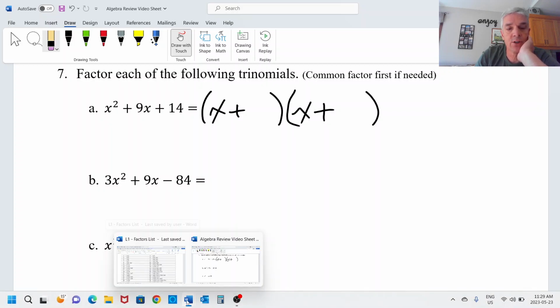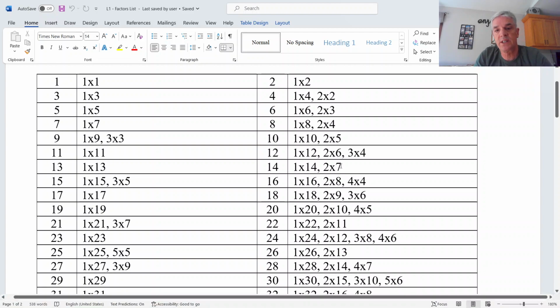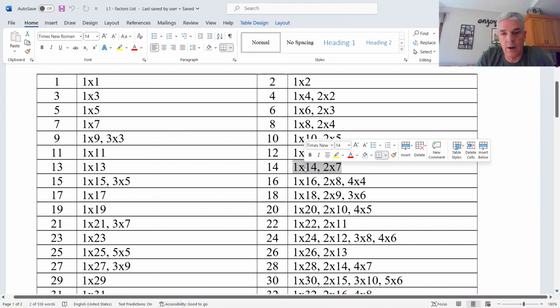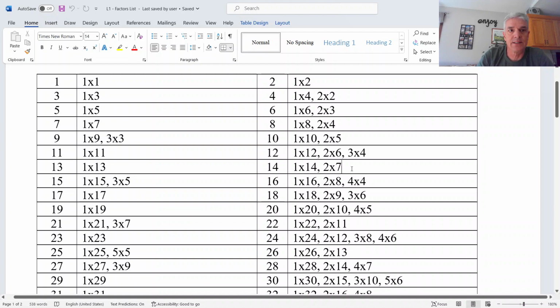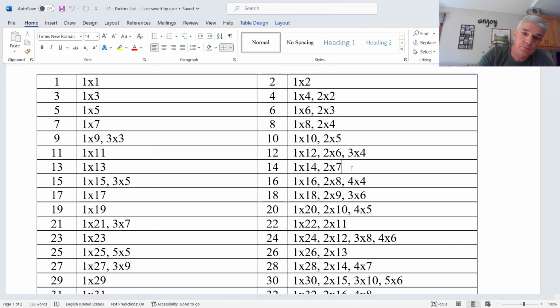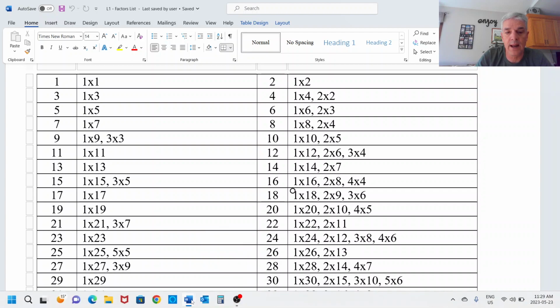Now I'm going to go to my factors list again, and here's 14. What are the factors? Right here. 1 times 14 and 2 times 7 are the two factors, okay? Well, the question now I would ask you is 1 times 14, what if you add those two numbers, you get 15. If you add 2 and 7, you get 9. 2 times 7 is 14. 2 plus 7 would give me 9. And those are the pair that I'm looking for.